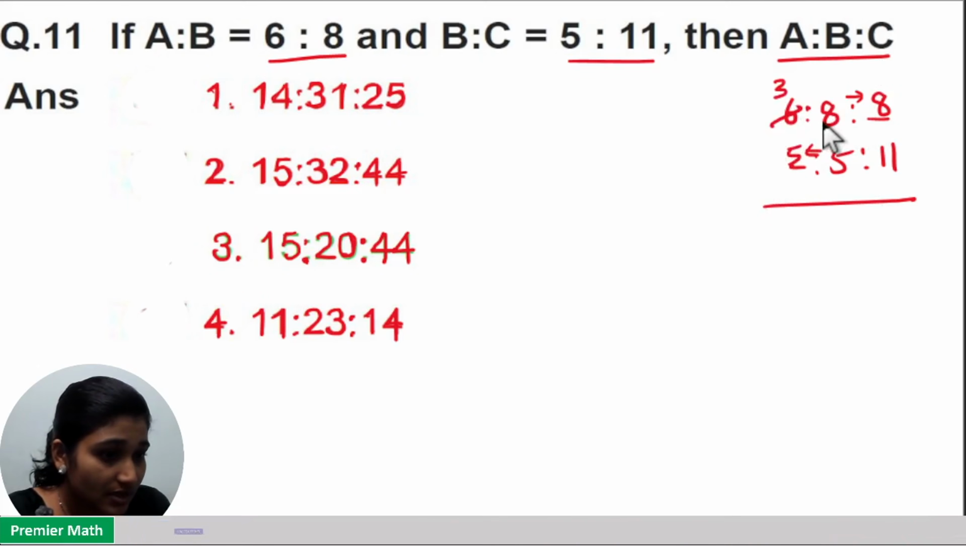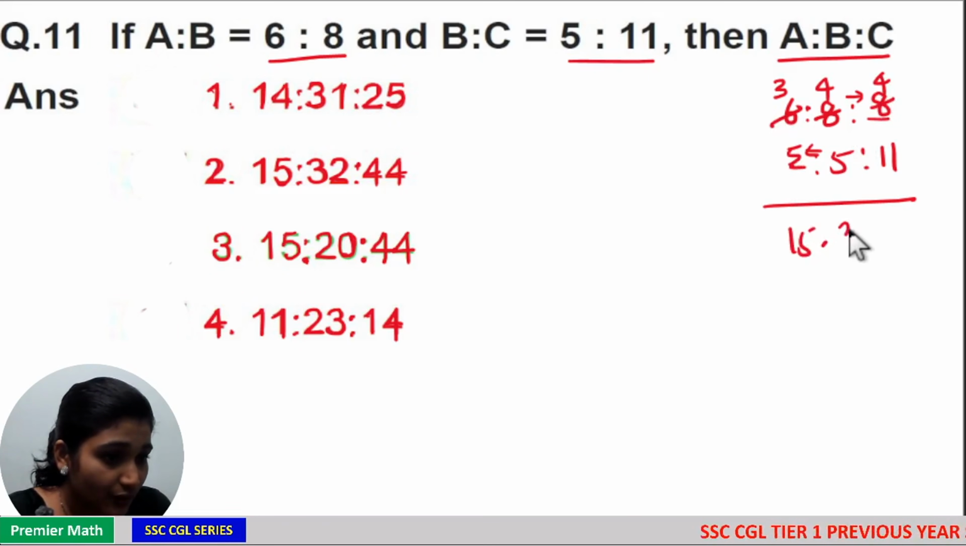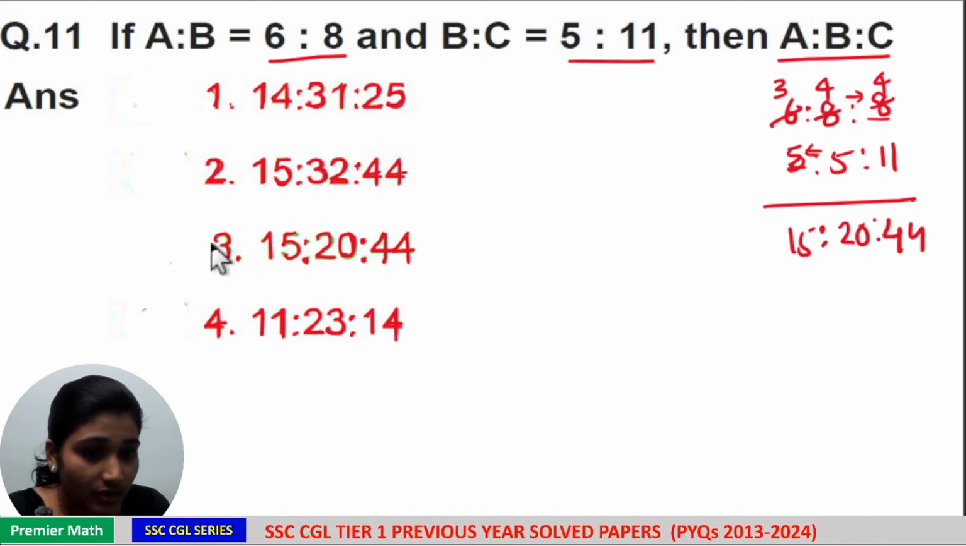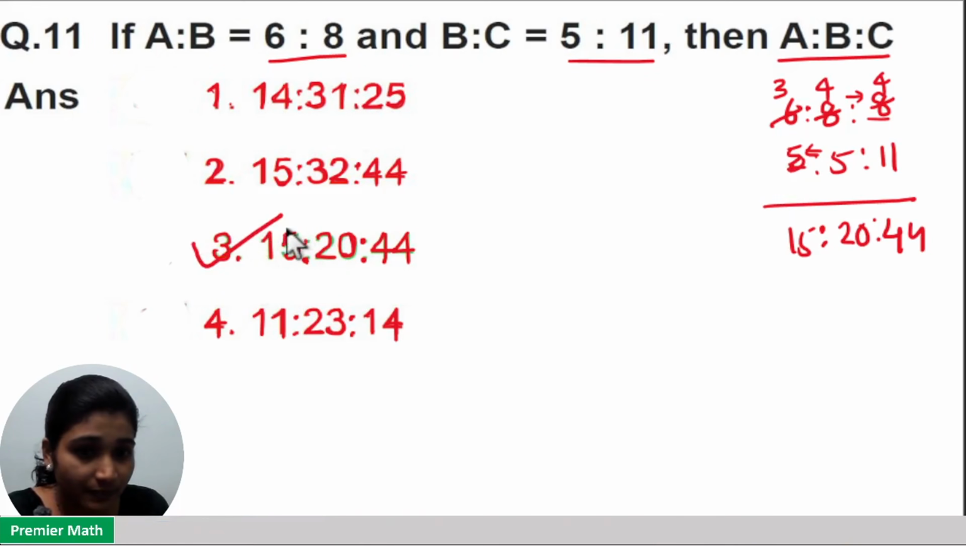2 goes 3 times in 6, 4 times in 8, 4 times in 8. 3 into 5 is equal to 15. 4 into 5 is 20. And 4 into 11 is 44. So, here option 3 is your answer.